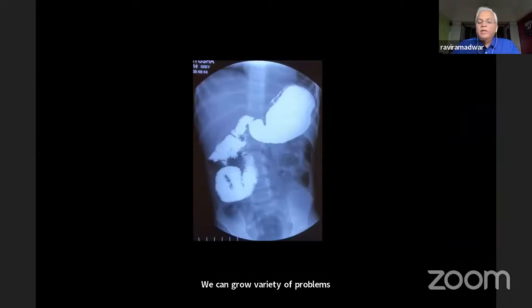A child with bilious vomiting, particularly a newborn or an infant, one must do a contrast study, and this is what you will see. You see the contrast into the stomach, you see the contrast going to the first and second part of the duodenum, but you don't see the third and fourth part of the duodenum. You don't see the C loop of the duodenum, you see the jejunal loops on the right side. So this is a malrotation.